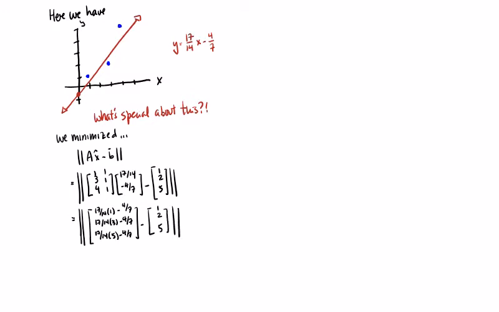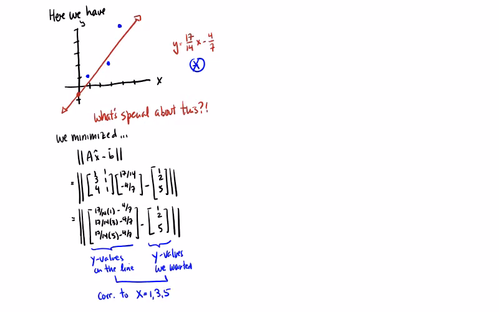Now take a look at what these are. The right hand side is really easy. These are the y values we wanted. These, because of our equation up here, are the y values we actually get. These are the y values on the line. Both of these correspond to the x values of 1, 3, and 5. So what we've got is the magnitude of the vector created by taking the differences in the y values.